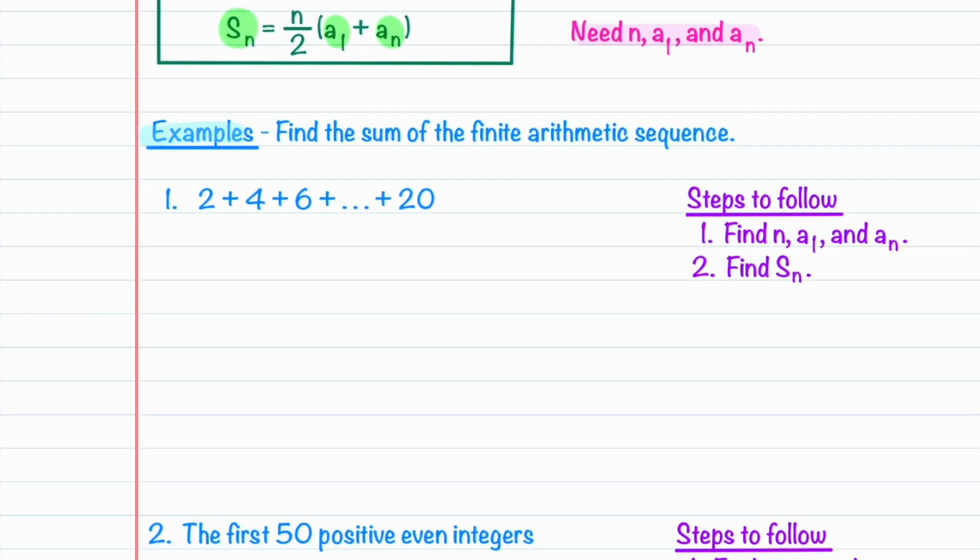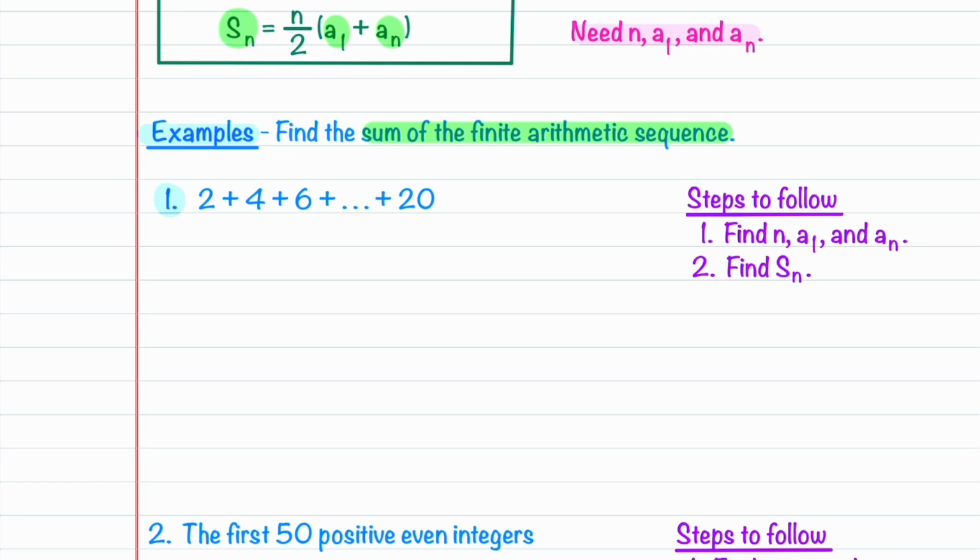Let's look at two examples. In both of these examples, we are going to be finding the sum of a finite arithmetic sequence. Here's our first example. We need to find the sum of 2 plus 4 plus 6 all the way up to 20. Now you could probably do this one by hand. It would take a little bit of work, but it's definitely doable. But if instead the 20 was like 1,000, you definitely wouldn't want to do this by hand. So let's see how to do this using our formula.